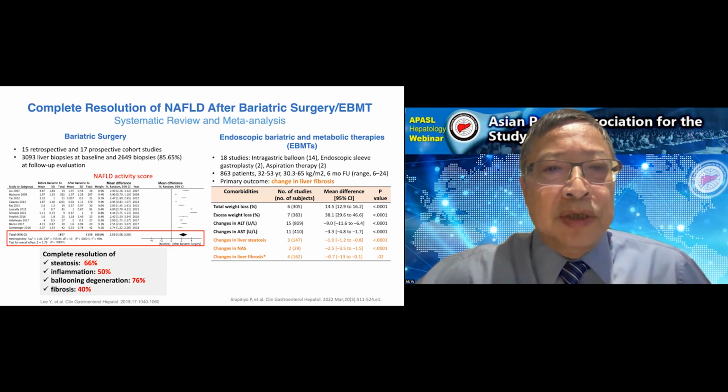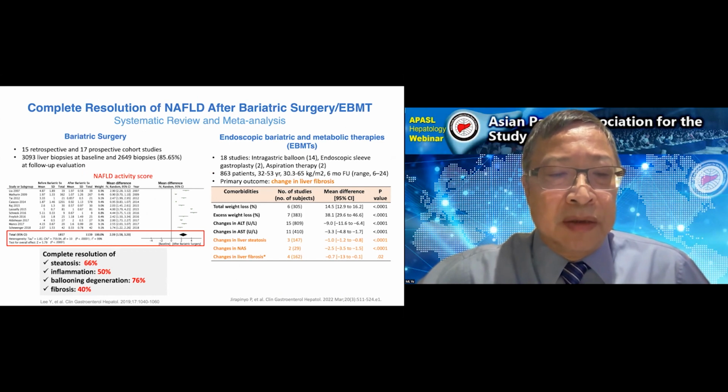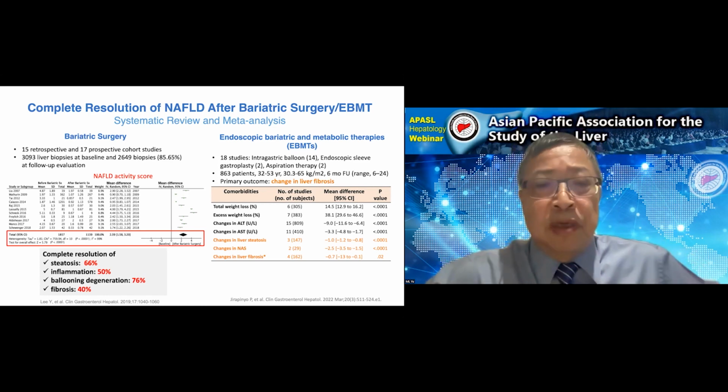And so these two large-scale systematic reviews and meta-analyses demonstrate that not only bariatric surgery, but also endoscopic bariatric and metabolic therapy could improve NASH histology. A 2.39 improvement in the NAFLD activity score with bariatric surgery, and there was also a proportion of patients with complete resolution of steatosis, 66%, complete resolution of inflammation in 50% of patients, complete remission of fibrotic degeneration in 76%, and even complete resolution of fibrosis in 40% of the patients.